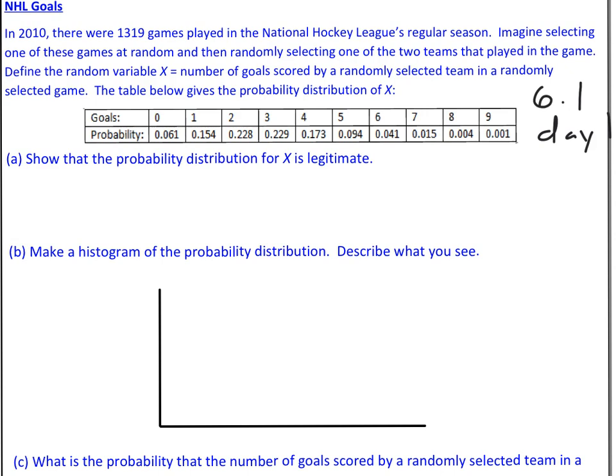Okay? So this first question is not a new topic here. I have some data from goals scored in NHL games from 2010, all of them actually. We saw this in Chapter 5. If I want to show that this distribution is legit, I just got to go through and show that all these outcomes, and there's a lot of them, there's 10.